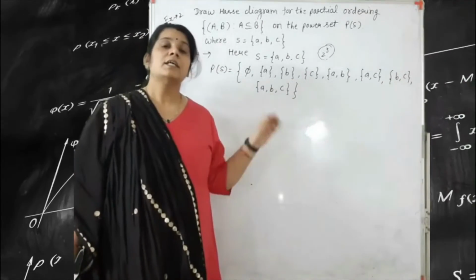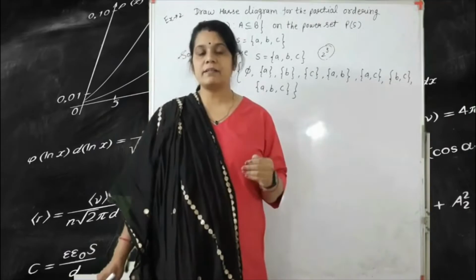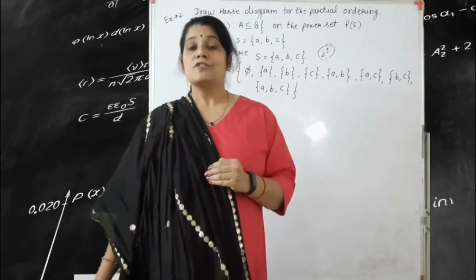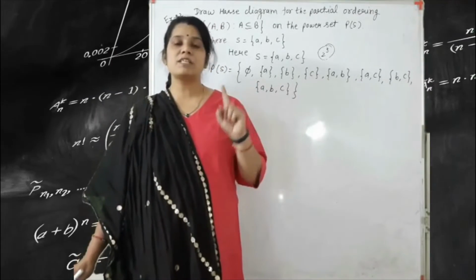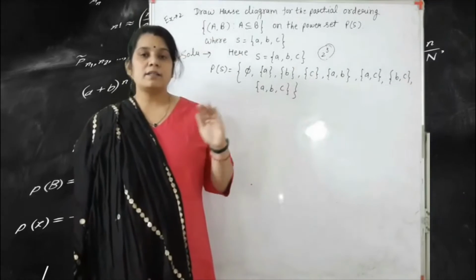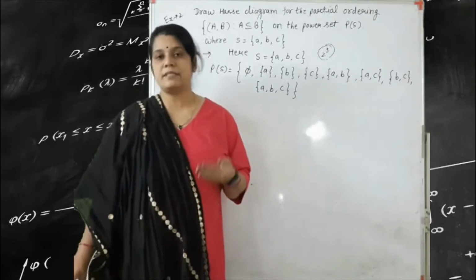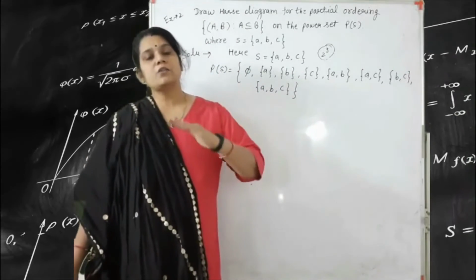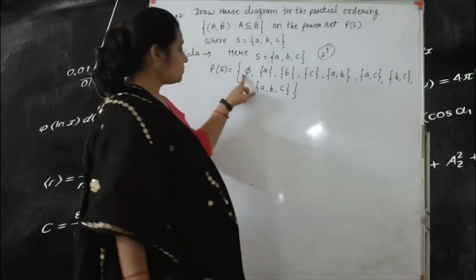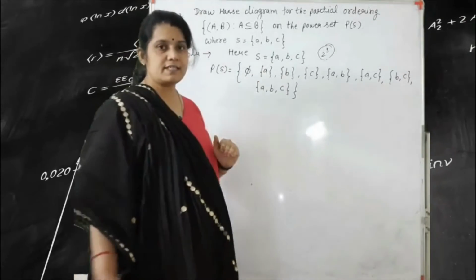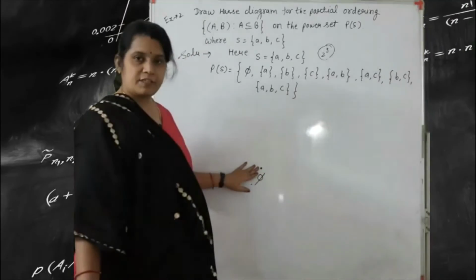That means this relation already satisfies the reflexive, antisymmetric and transitive relations. Okay, so here with the help of the Hasse diagram, two conditions are satisfied. First one is we remove all the loops and second one is delete all the edges. So remove all loops, that means reflexive relation, and delete all the edges, that means the transitive relation. Okay, so here ϕ is a subset of all the sets.